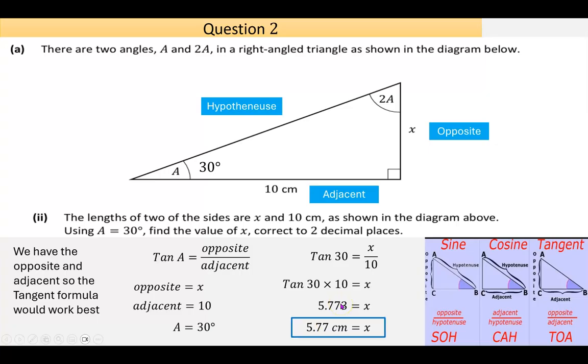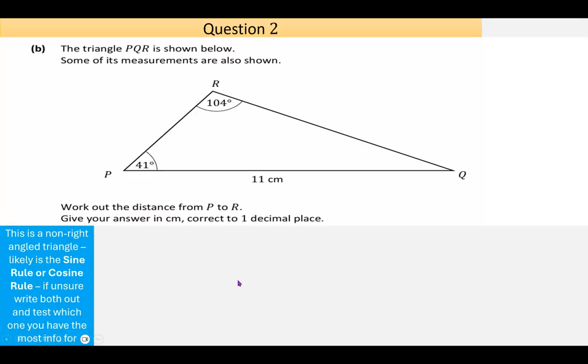But the question says, give that to 2 decimal places, so 3 is less than 5. The number prior to it stays the same. Job done.